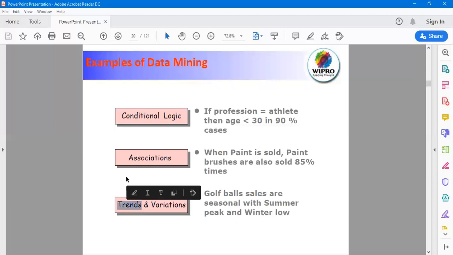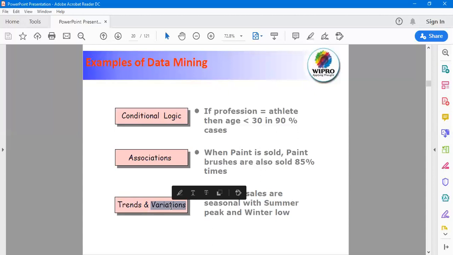Accordingly, there is another analysis of machine learning and data mining, that is trends and variations. The example here is that golf ball sales are seasonal, with a summer peak and low sales in winter. Obviously some items are consumed in summer and not consumed in winter. So these are trends and variations. This is also one of the pattern mining techniques.